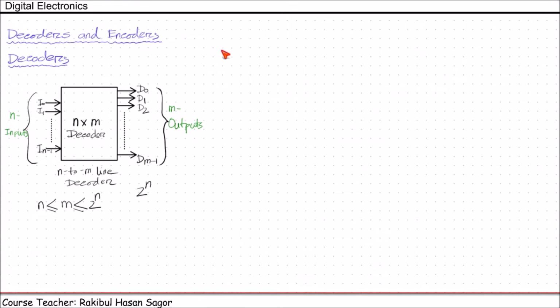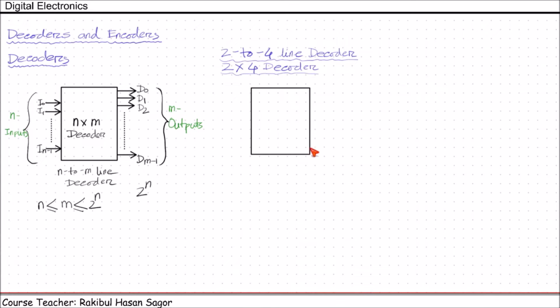Let us start with 2 to 4 line decoder designing. 2 to 4 line decoder, sometimes written as 2 into 4 decoder. That means we will have 2 inputs and 4 outputs. In a 2 to 4 line decoder, we will have only 2 inputs and there will be 4 distinct outputs. Suppose the inputs are I0, I1 and the outputs are D0, D1, D2, D3. This is 2 into 4.